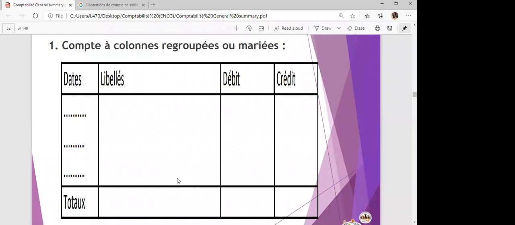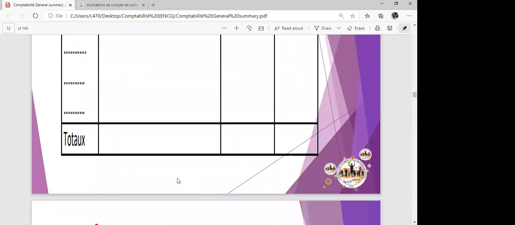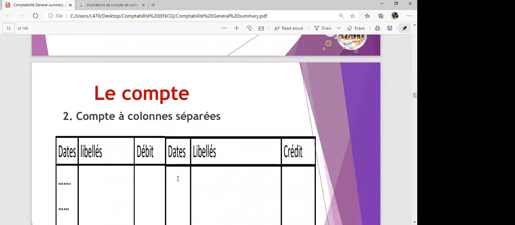Okay, thank you. Moving on to the second type of compte, which is le compte séparé. The main thing is that the debit and the credit side are not joined together, they're not placed right next to each other. Most of these tables we have in Comptabilité, you'd have to master how they are drawn. Some professors have a tendency of asking specifically how they want you to write your compte.